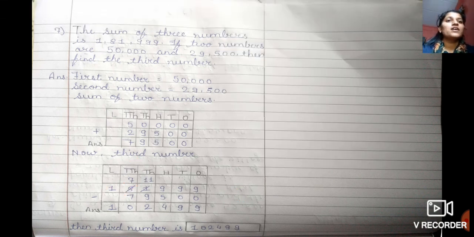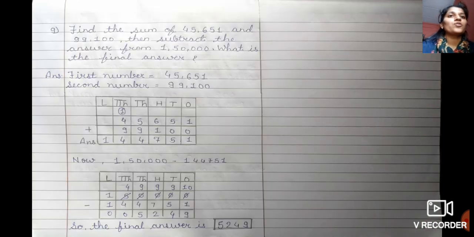So our final answer is 1,02,499. Here students, we can see that our final answer is 1,02,499. We have the sum of three numbers, that is 1,81,919, but the third number is 1,02,499. As we have added the first and second numbers, and subtracted that answer from the total, we got the third number.